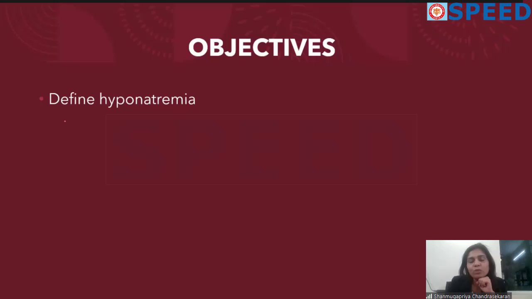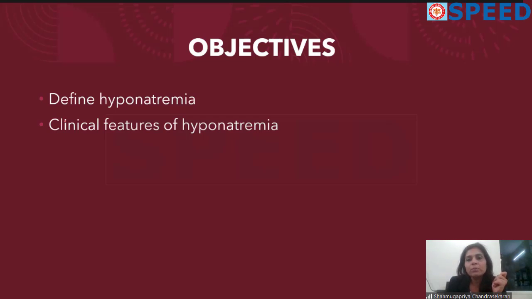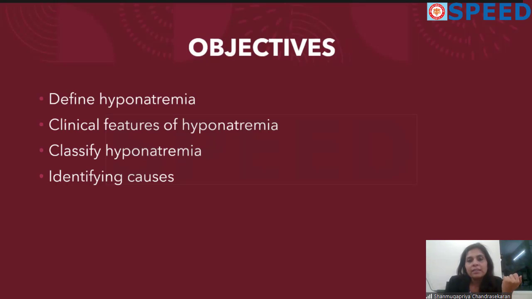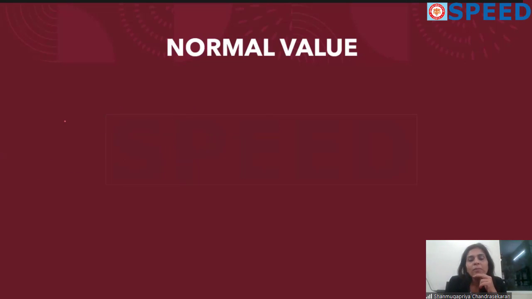When do you say it is low sodium? That would be my first objective. And then I'll tell you about the clinical features of hyponatremia. Then I would like to classify hyponatremia so that it's easy for you to make a diagnosis of the possible cause of hyponatremia. And finally, I'll give you a summary of all these. These are the objectives of this session. So to begin with, normal values for sodium. We know sodium normal value is 136 to 145 milliequivalents per liter.